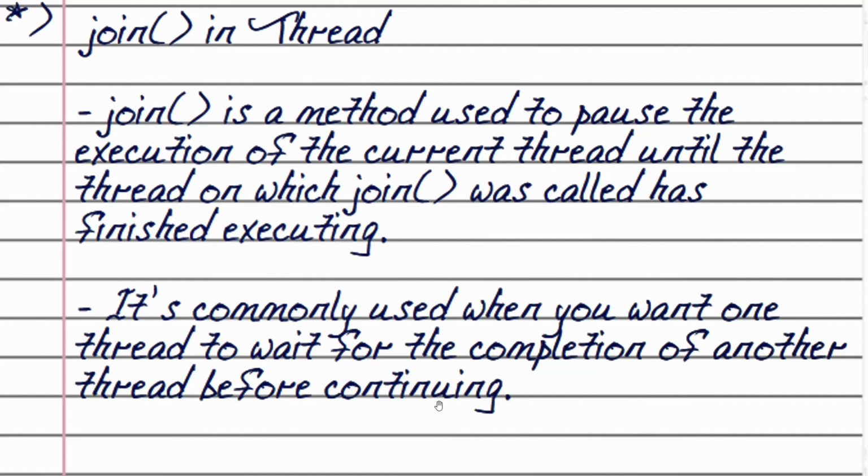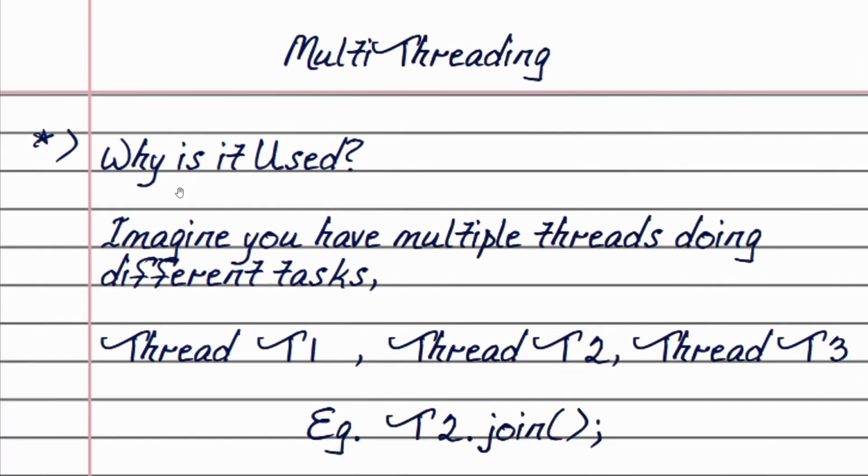Suppose we want all the threads to be in a temporary waiting state until one thread completes its execution. After that thread completes its execution, all the threads that were in the temporary waiting state return to the running state. That is the main purpose of the join method. Let's see why we use the join method.